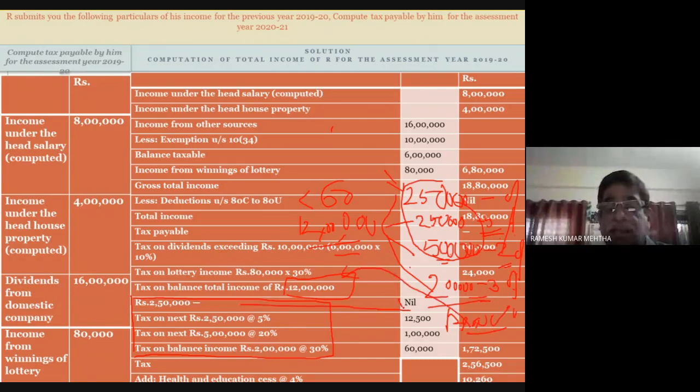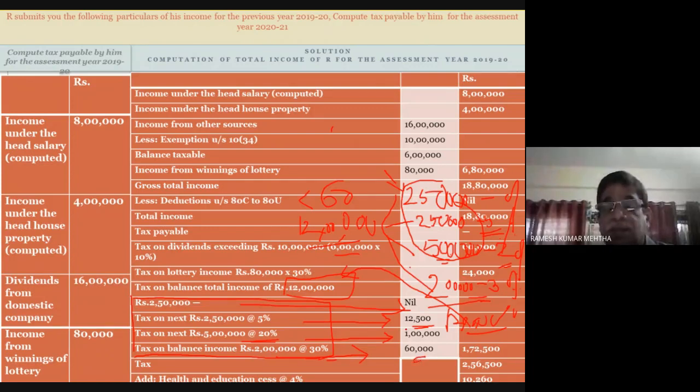Now, first 2.5 lakhs nil, second 2.5 lakhs at 5% is 12,500. Next 5 lakh rupees at the rate of 20% is, sorry, 1 lakh rupees he has to pay as tax. And the last 2 lakh rupees over and above 10 lakhs is going to be charged at the rate of 30%, which is 60,000 rupees.